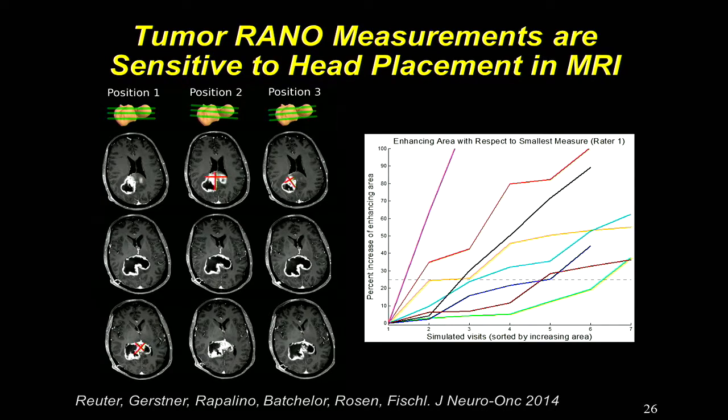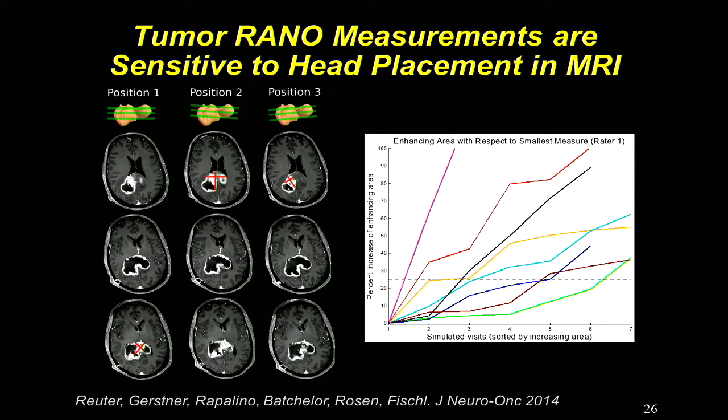Okay? So here we take our baseline data. There's no new data, right? It's just baseline data. We take the baseline data, we reslice it into these subsequent coordinate systems, and then we give it to Elizabeth and Otto, and they do RANO on it. And these are the results. So these are simulated visits. So visit 1 through visit 7. This is the smallest volume.